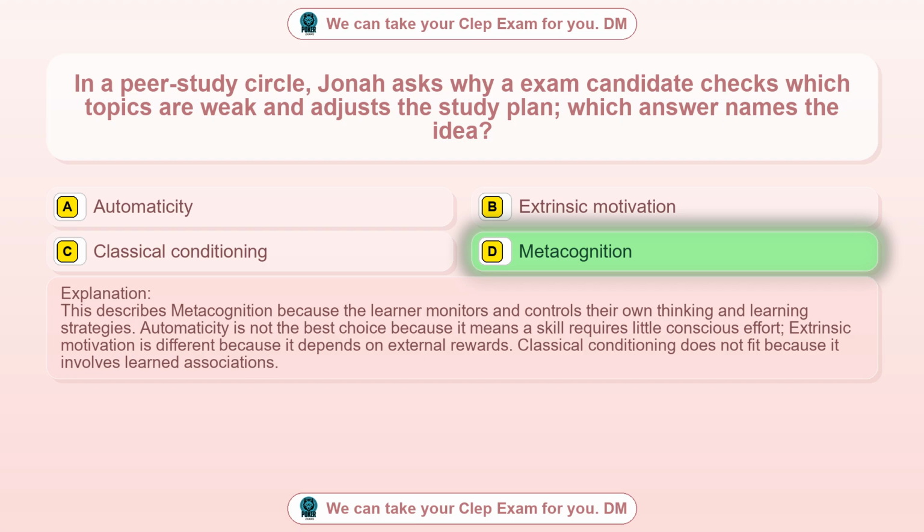This describes metacognition because the learner monitors and controls their own thinking and learning strategies. Automaticity is not the best choice because it means a skill requires little conscious effort. Extrinsic motivation is different because it depends on external rewards. Classical conditioning does not fit because it involves learned associations.